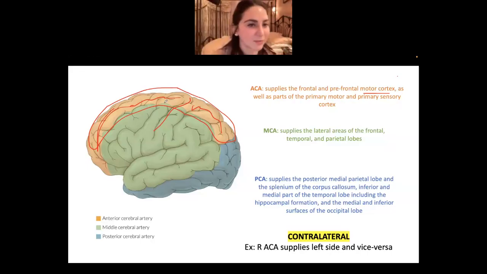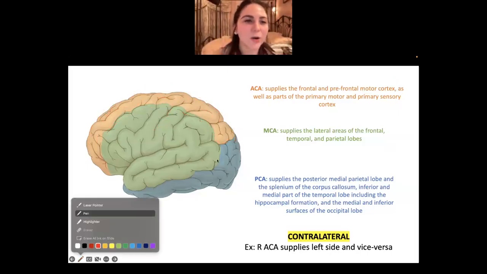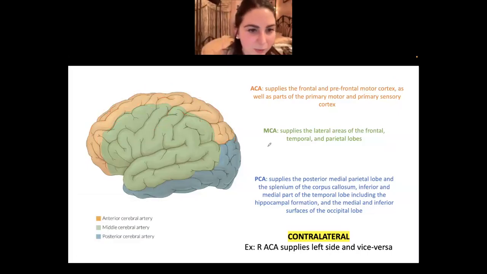The ACA supplies part of the frontal lobe and part of the parietal lobe. You know what I mean? It's kind of weird how these things do. So I think color coding is really helpful to learn at least these three main arteries.